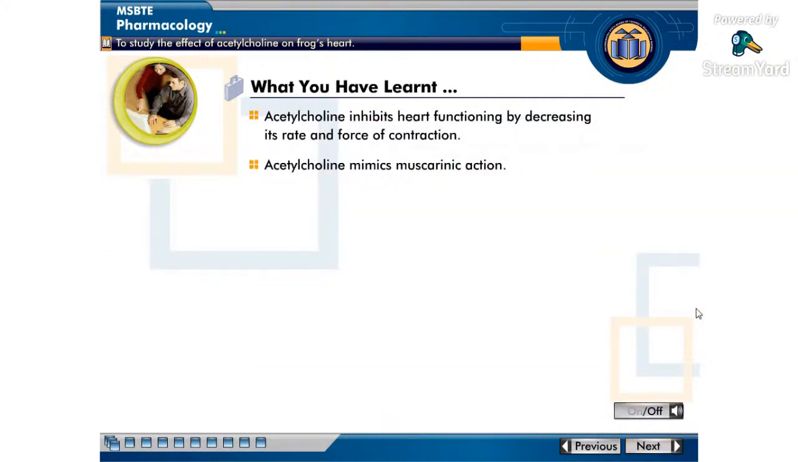You have learned that acetylcholine inhibits heart functioning by decreasing its rate and force of contraction. Acetylcholine mimics muscarinic action.